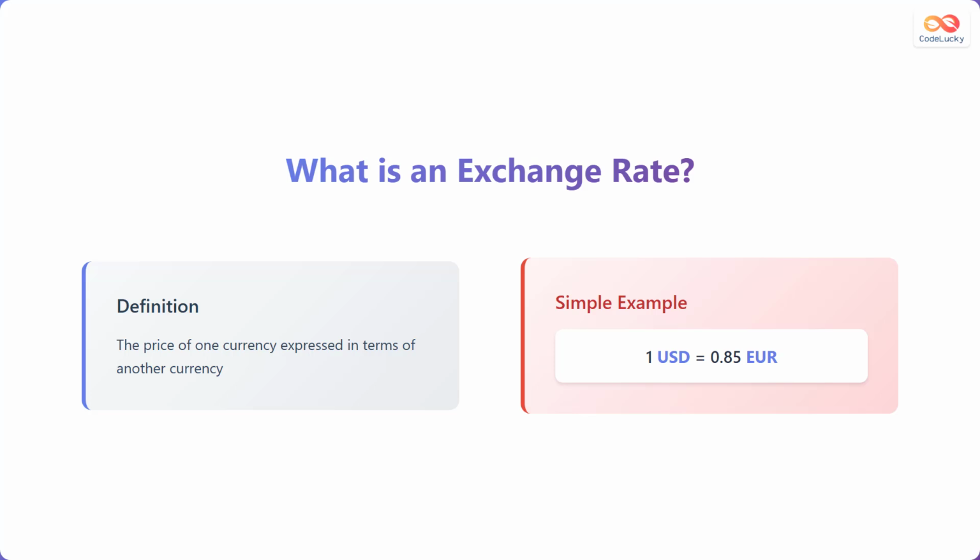An exchange rate is simply the price of one currency expressed in terms of another currency. Think of it like any other price you encounter in daily life. Just as you might pay $10 for a shirt, an exchange rate tells you how many units of one currency you need to buy 1 unit of another currency. For example, if the exchange rate shows $1 equals 0.85 euros, it means you would need to pay 85 euro cents to purchase 1 American dollar. Exchange rates are essentially the bridge that allows different currencies to be compared and traded in the global marketplace.